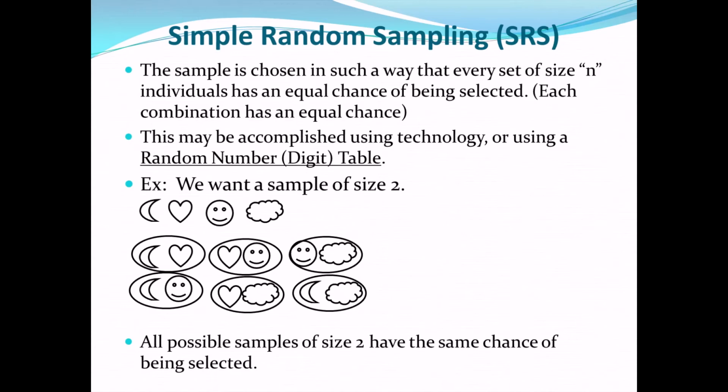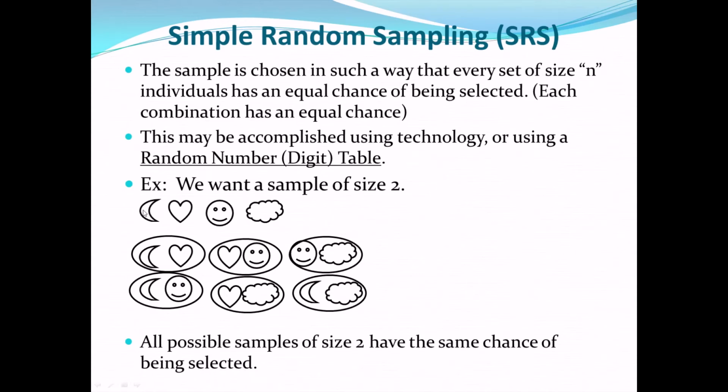But specifically, your sample is chosen in such a way that every set of size n individuals has an equal chance to be picked. So if I need in the classroom to pick 5 kids, then the first 5 are as equally likely as the last 5, or any combination of 5 kids somewhere in between. All of them are equally likely to be picked. Now we can do it using a calculator. We will do random digit table to finalize what we're going over now.